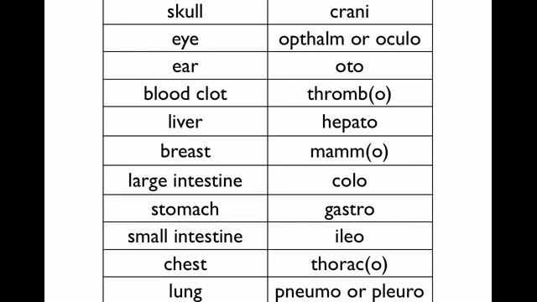Large intestine, we use colo, as in the colon for the large intestine itself, but you'll see it in other things like a colonoscopy. Gastro for the stomach, ileo for the small intestine, thoraco for the chest. You've, I'm sure, heard of things like the thoracic wall, the thorax, all the same root, and then the lung, pneumo or pleuro. I'm sure you've heard of pneumonia. Pleuro, you'll see things like pleurisy, relating to the inflammation of lung membranes.